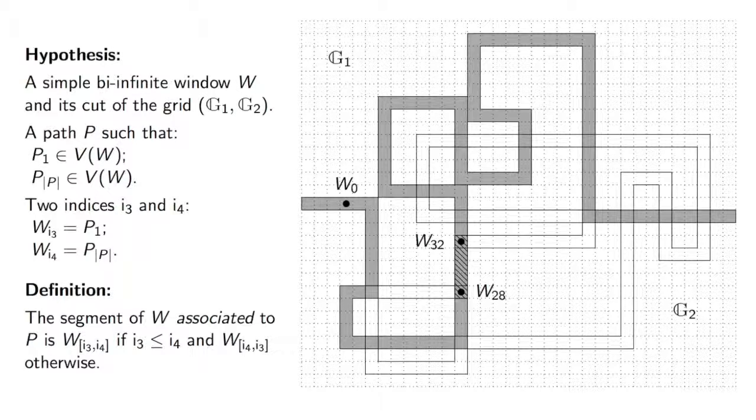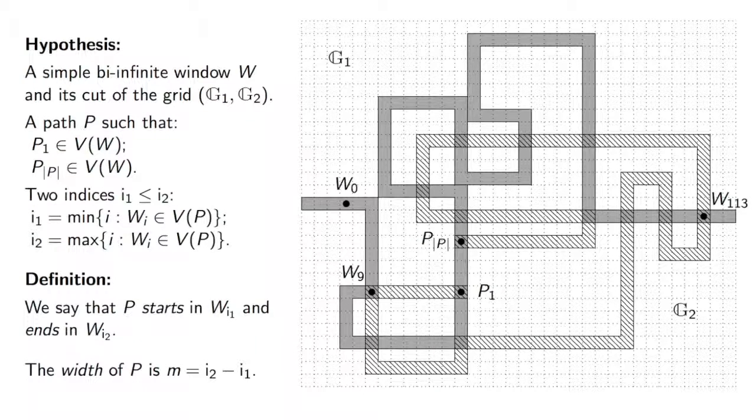In this example, I3 is less than I4. In this case, the segment of the window W associated to the path P is the segment of the window W which starts at index I3 and ends at index I4. In our example, this segment is hatched and the path P is in white. If I3 is larger than I4, the segment of the window W associated to the path P is the segment of the window W which starts at index I4 and ends at index I3.